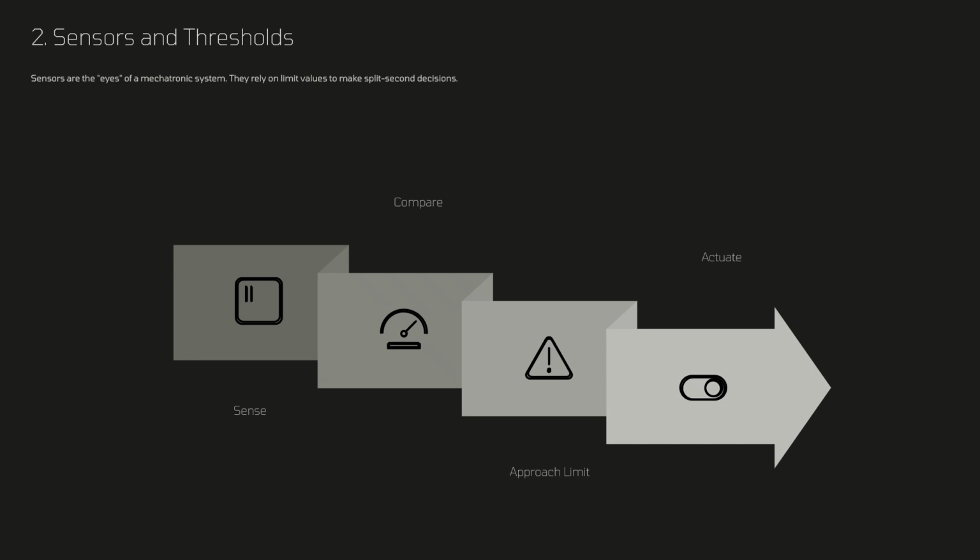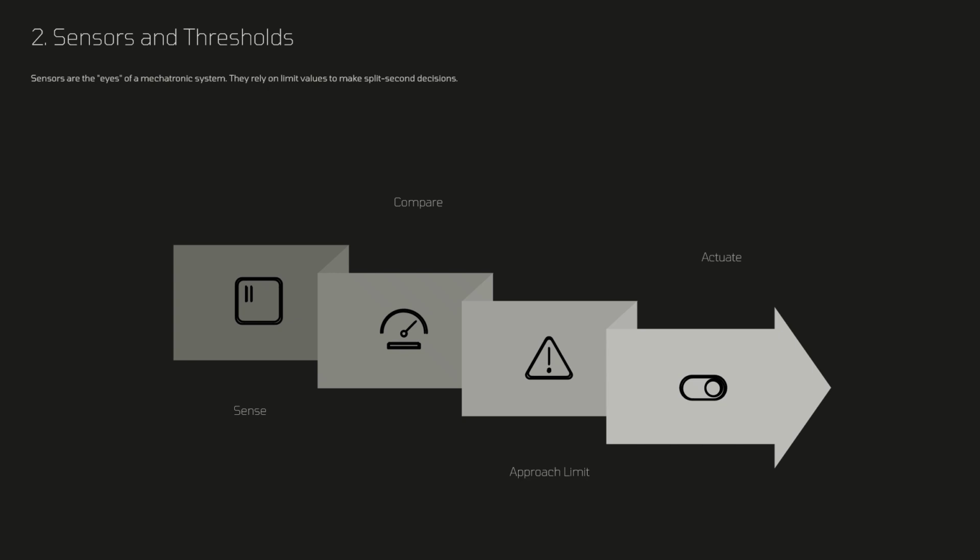Let's talk about thresholds. What are thresholds? In simple meaning, a threshold is a fixed limit value. When the sensor value crosses the limit, the system takes action. In easy words, a threshold is a decision point.